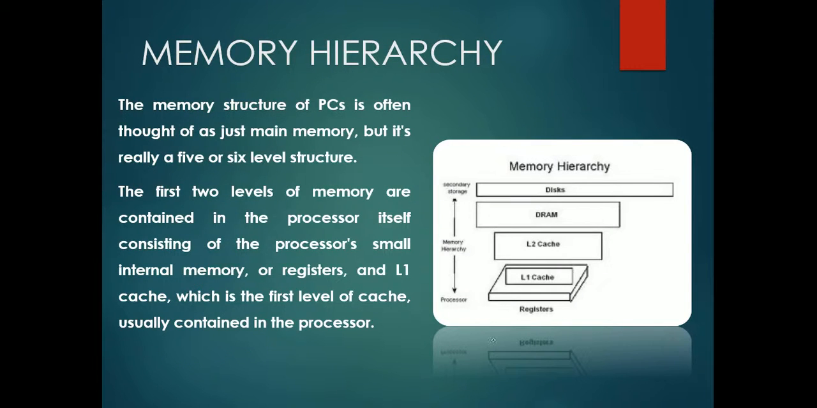The types of caches are L1 cache, L2 cache, and L3 cache. This is how the memory hierarchy looks. The memory structure of a PC is often thought of as just main memory, like this. No, it's really a five or six level architecture. The first two levels are contained in the processor itself, consisting of the processor and small memory like registers, and L1 cache, the first level of cache, which is usually inside your processor only. Then comes L2, then DRAM, then the disk. We have L3 also.